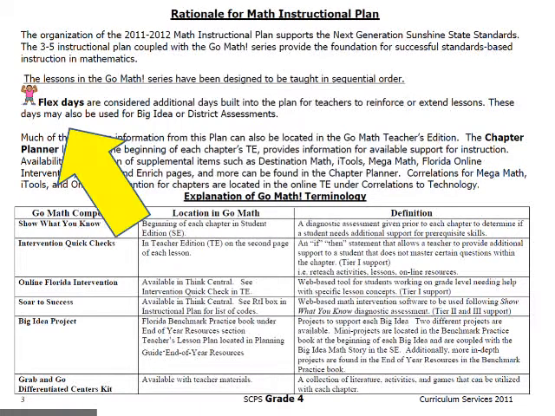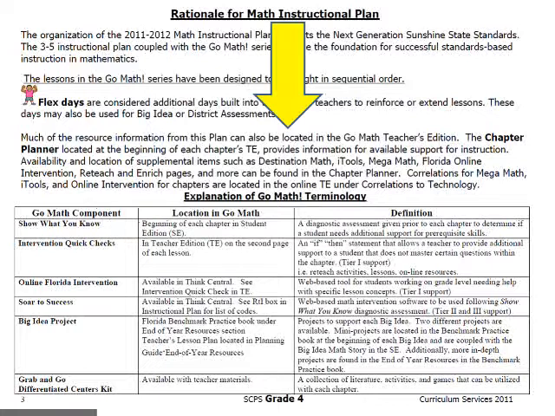Flex days have been added, which are days that are built in for teachers to review or extend lessons, and these days can also be used to give the big idea or district assessments. The teachers who created the document also thought it was important to notate the chapter planner, which is located at the beginning of each TE. The electronic version of the chapter planner is a great resource because it provides information on supplemental resources such as Destination Math, iTools, and MegaMath, and it gives you the specific activities for each lesson within GoMath.